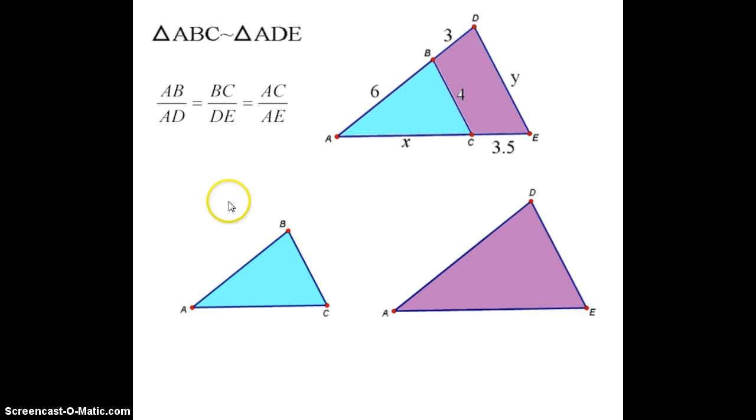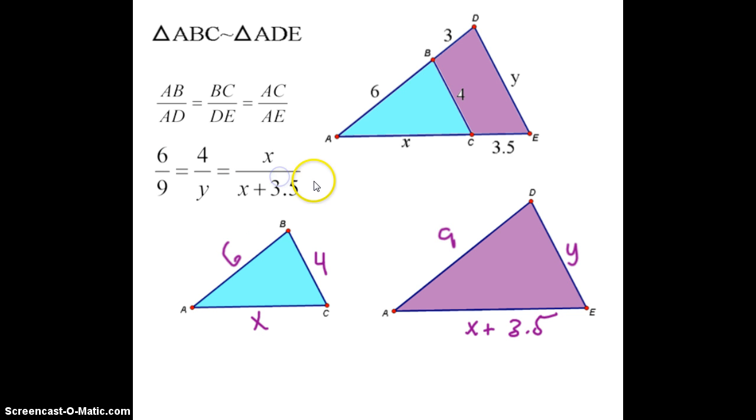We know that AC has a value of x. We know that AB has a value of 6. We know that AC has a value of 4. We know that AB has a value of 6 plus 3, which is 9. We know that DE has a value of y, and we know that AE has a value of x plus 3.5. So we could take all that information and fill it into the statement of proportionality, and now we've got everything that we need to solve for y.